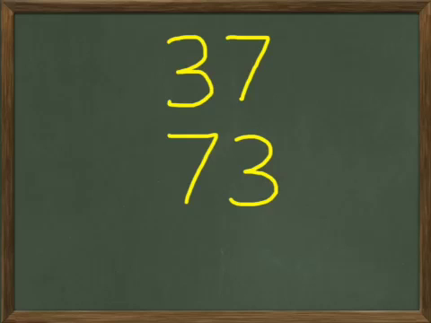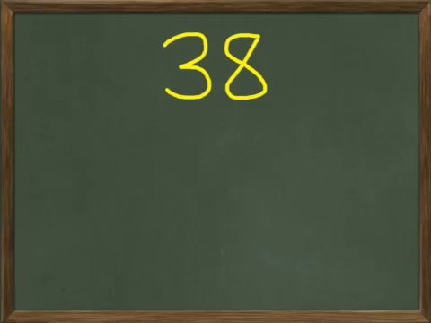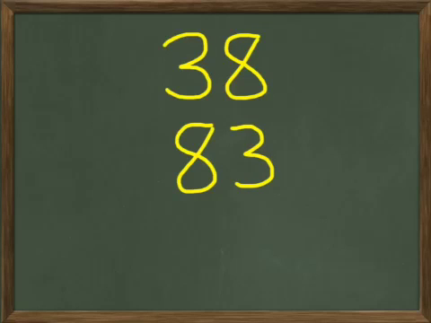Okay, let's go to 38. Write 38 on your paper, and I'm going to write 38 here on my board. 38. All right. Now below your 38, I want you to write 83. 83 is going to look like this. The 8 comes first, doesn't it? 83. All right. Now let's do 39.